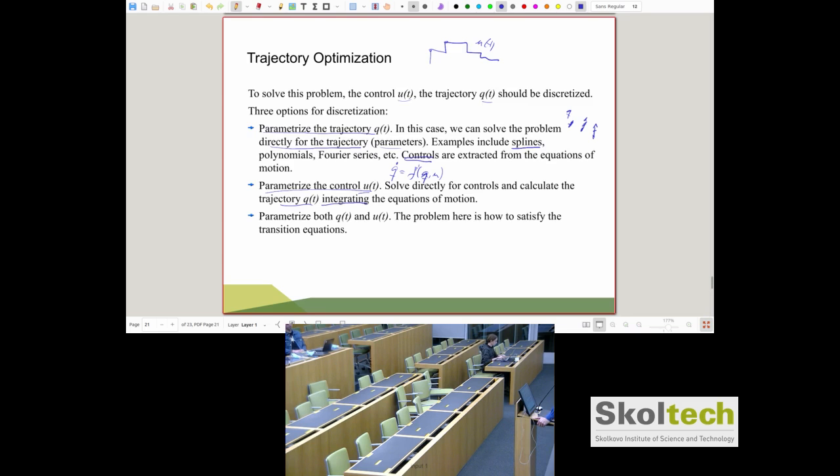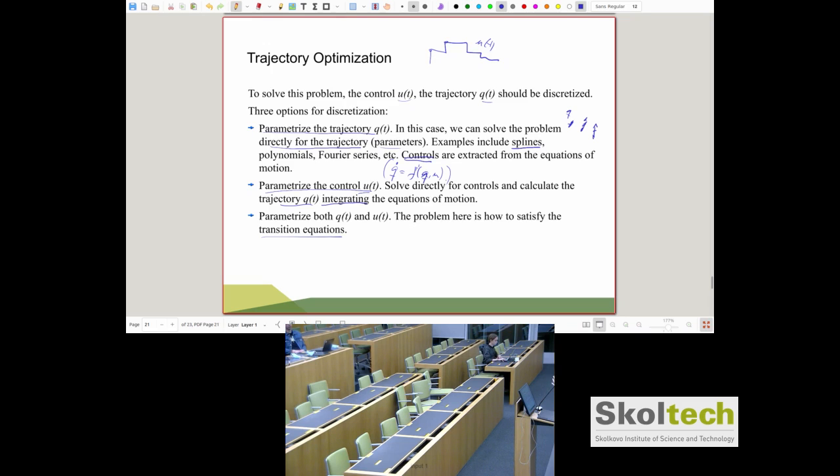Okay, the second thing is you could be parameterizing both the trajectory and the action space, right? And the thing is how to satisfy then the transition equations. So this is a little bit complicated. You are parameterizing both things, you are optimizing both things at the same time, but no one is telling you that you are going to ensure that the transition function stays correct. Okay, so all of it is kind of a little bit the same.